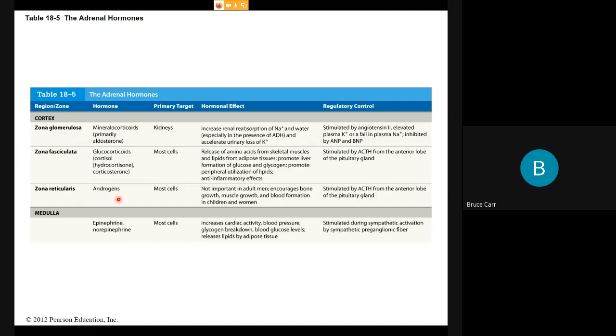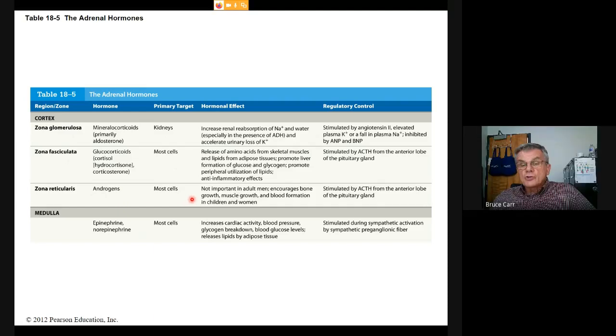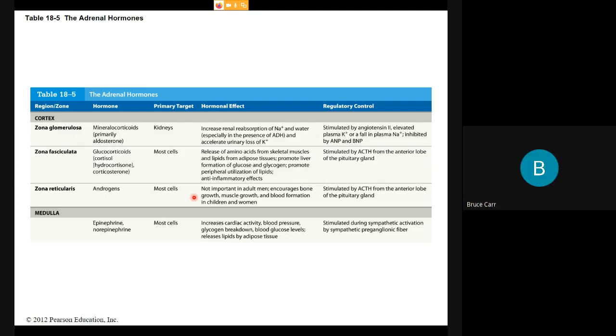Androgens is a familiar name to us, a sex hormone. They're not very important in adult men. This is not the differentiating effect that produces male body parts and male fertility, but it is present in children and women, and so the stimulation of adrenal gland androgens does promote bone growth and muscle growth and blood formation in children and in women.